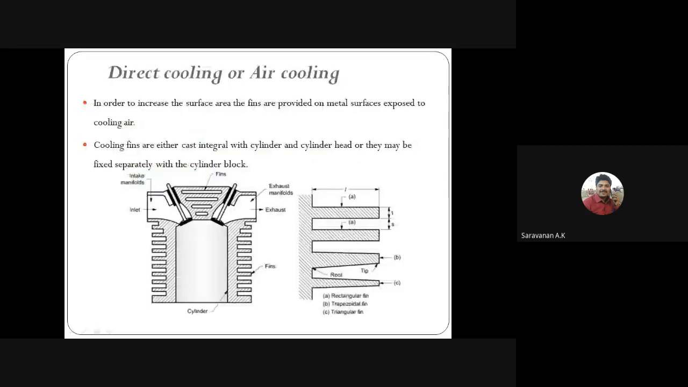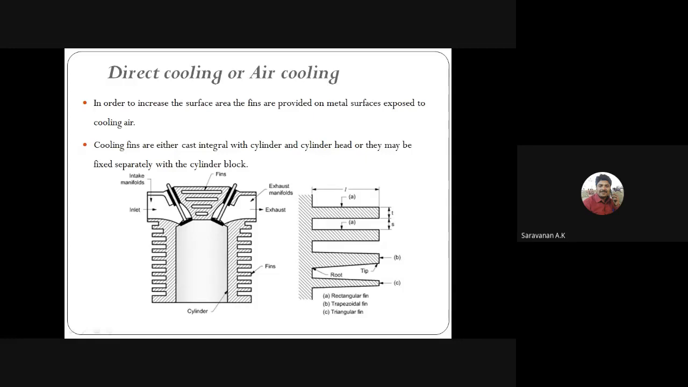Then we can see the first term: direct cooling, or the air cooling. In order to increase the surface area, fins are provided on the metal surfaces exposed to the cooling air. We have seen this in our bike. What type of cooling are we using in our bike? We are using air cooling, and in that engine we have seen the fins.